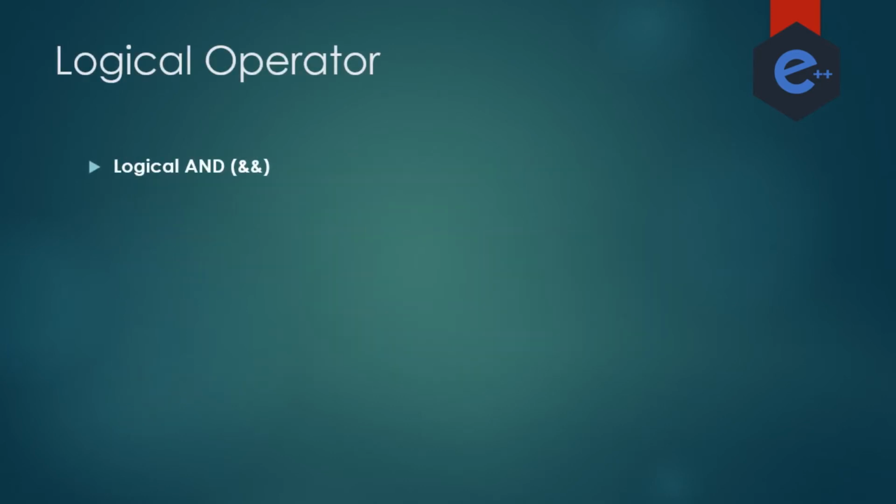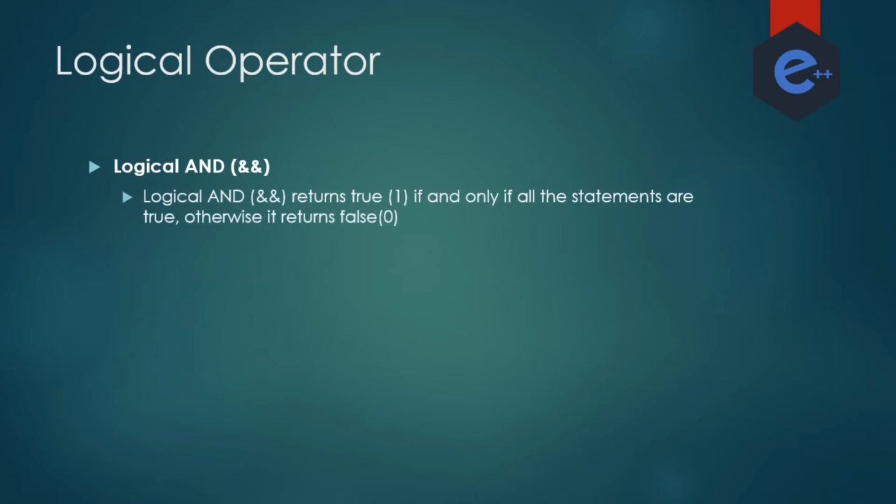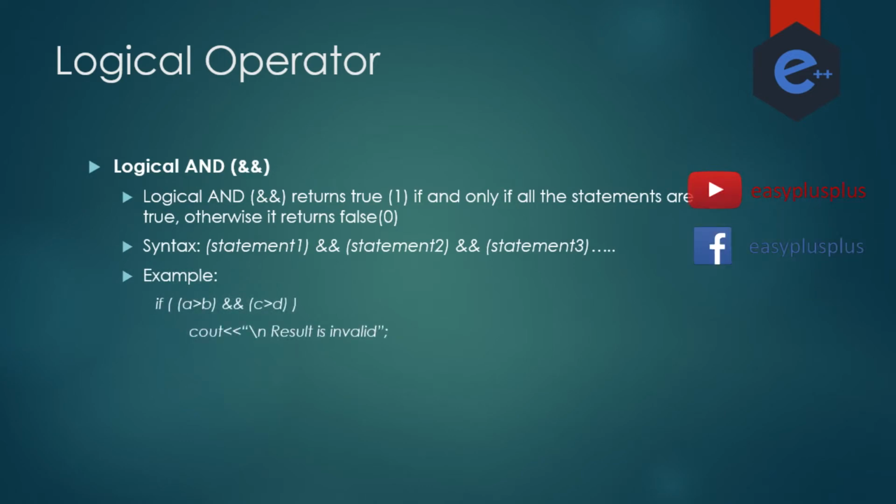Let's learn them one by one. First one is logical AND. Logical AND returns true value if and only if all the statements are true, otherwise, it returns false value. We can write logical AND statement as shown on your screen. More than two statements can be combined with logical AND operator to perform logical operation.